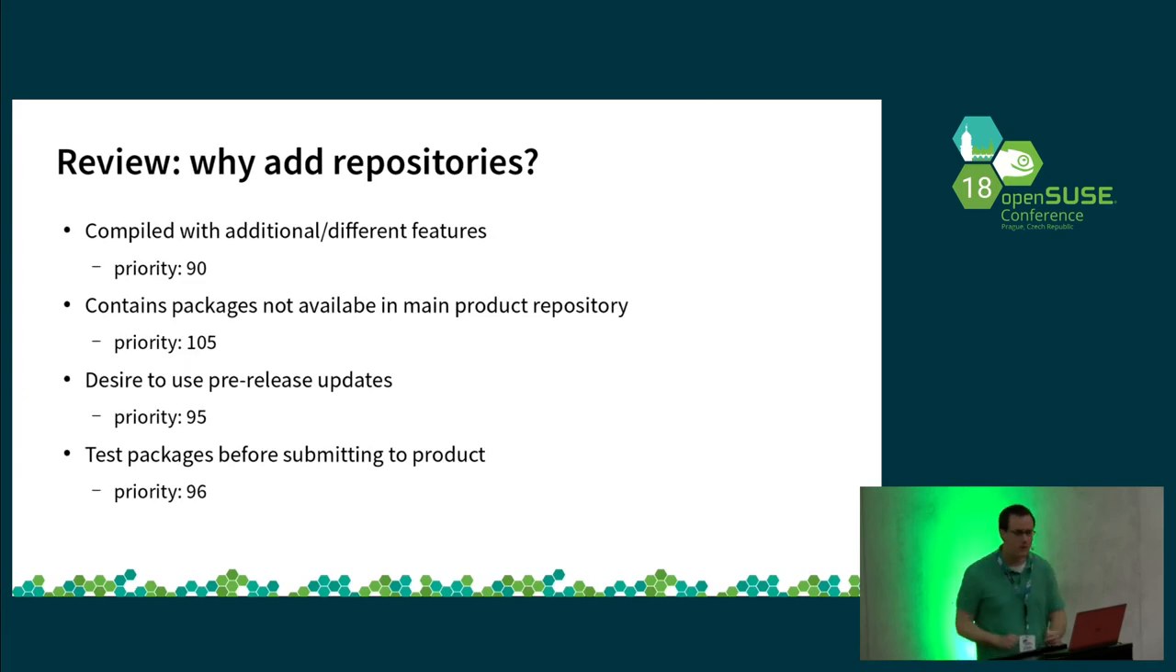So let's review the reasons why we might add repositories again here and basically assign them priorities. These are priorities I use. The key here is more or less important than the defaults. I generally leave space, so I basically increment by 5. That way, if I have interesting cases that need to fit in the middle, I can do that. So for example, compiled with additional or different features, that would be Packman, so I would add it with a priority of 90, so it'd be more important.